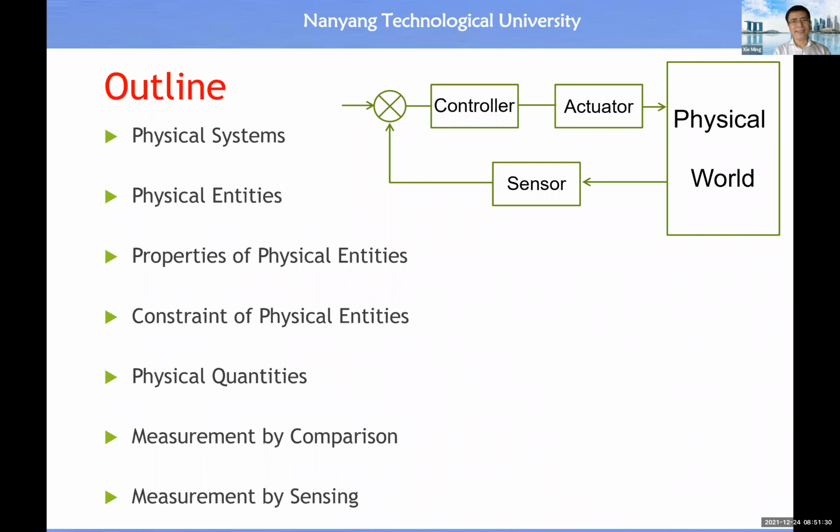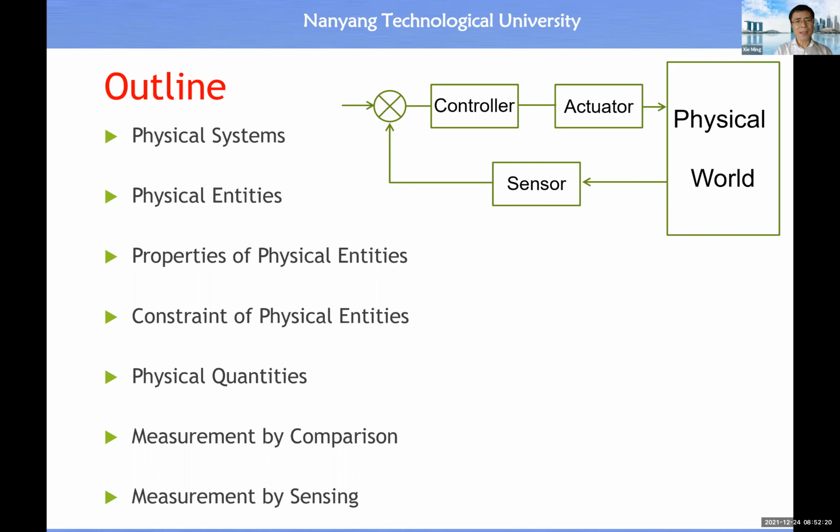Now we enter the study of this lecture, which is about the basic detail of the physical world. We will cover the detail about the physical system and physical entity, and in particular, we are going to study the nature of knowledge, because you may keep this question in mind: what is a signal? What is sensory data? What is knowledge? Lastly, we will highlight the basic or generic principle for you to follow in order to design a measurement and sensing system as a product.